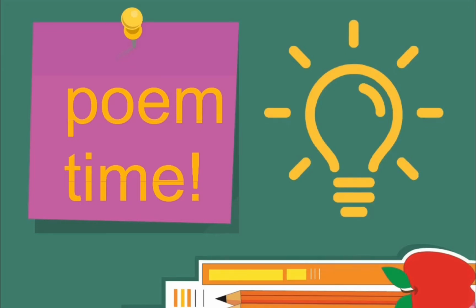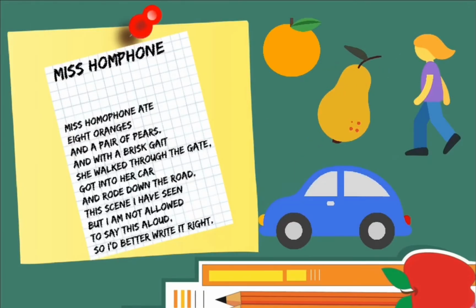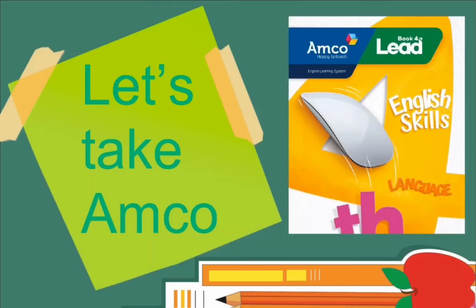Let's begin with a poem. Miss Homophone. Miss Homophone ate 8 oranges and a pair of pears. And with a brisk gait, she walked through the gate, got into her car, and rode down the road. This scene I have seen, but I am not allowed to say this aloud, so I better write it right. This is a very, very interesting poem. Let's check why. Shall we start?